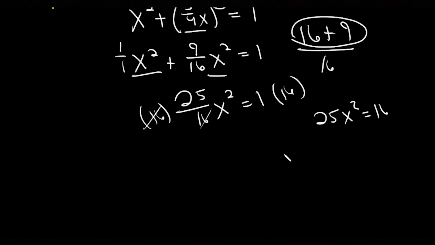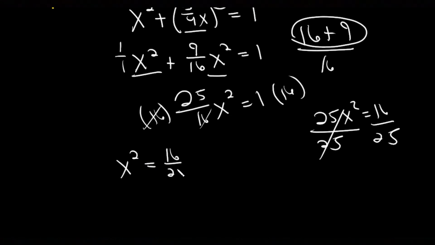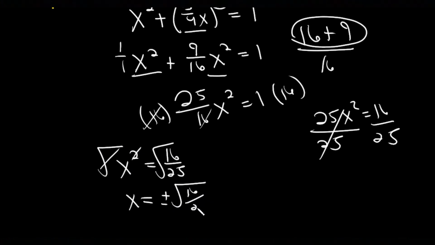So I'm going to go ahead and divide both sides by 25. So dividing by 25 here cancels, divide by 25 here. I get x squared is equal to 16 all over 25. And so from here, I'm going to take the square root on both sides. This will cancel. And so now I get x is equal to plus or minus square root of 16 all over 25.